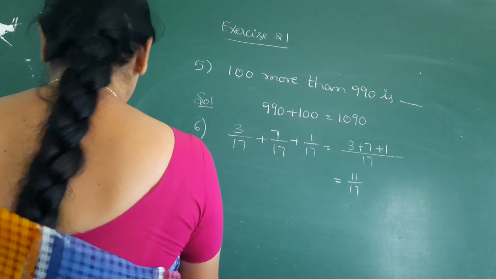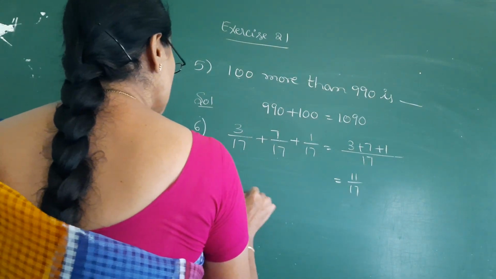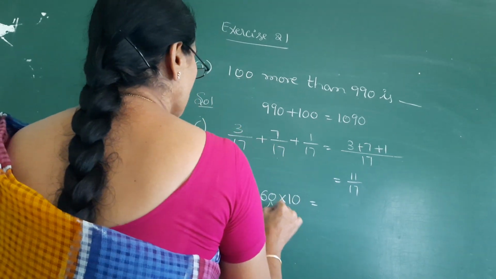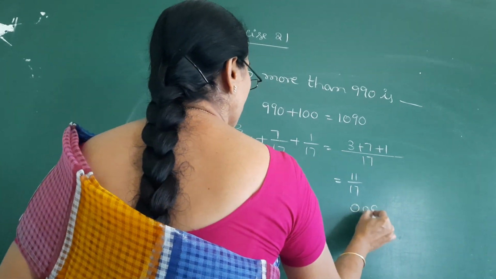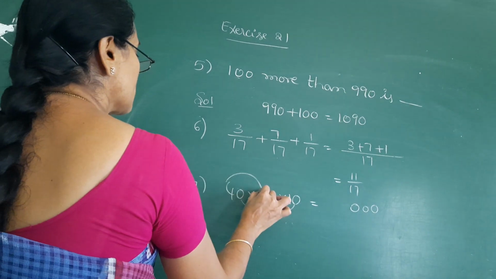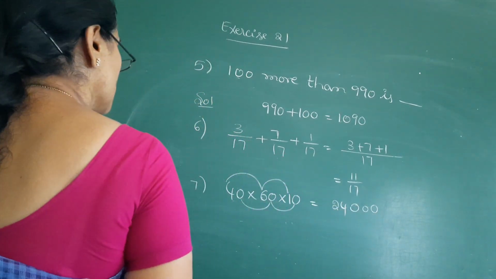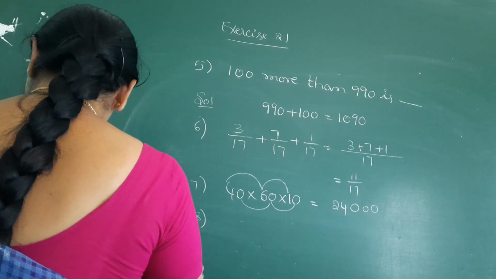See the seventh problem. 40 into 60 into 10. So first of all, how many zeros? Here 3 zeros, you have to keep that 3 zeros. 6 fours are 24, 24 ones are 24. So 24,000.